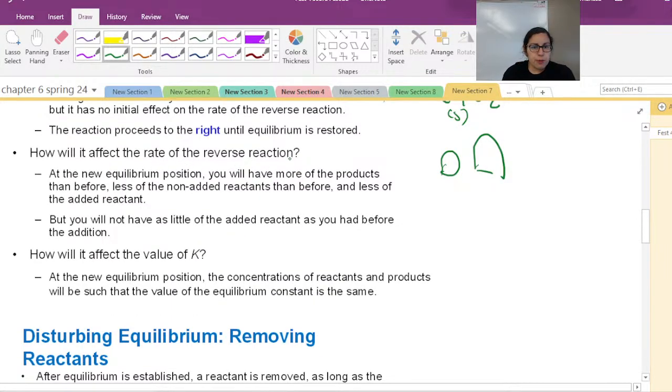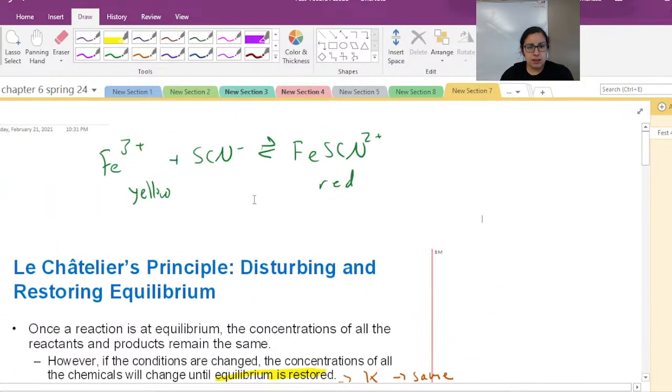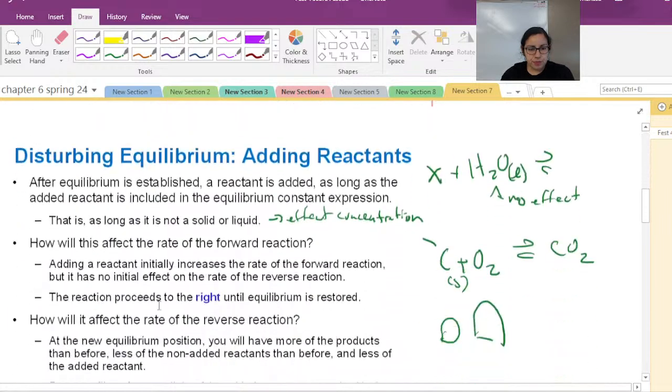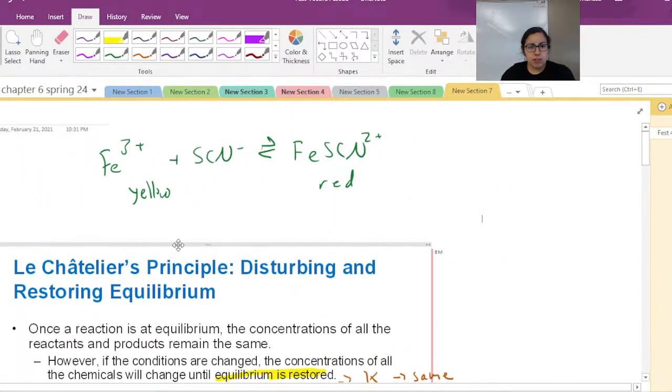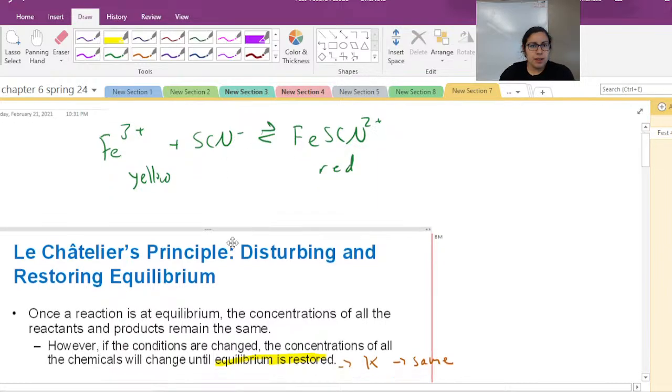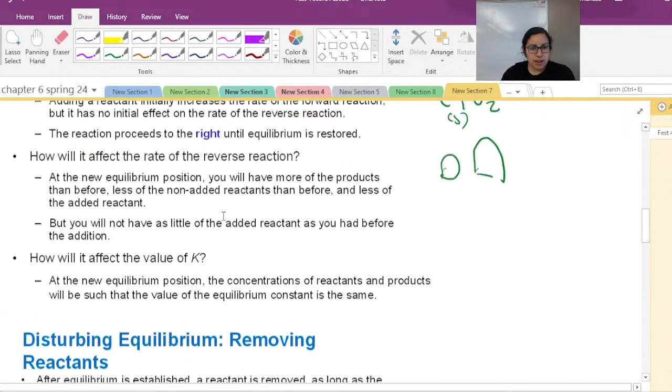So the rate of our reverse reaction is not affected initially. That would be dissociation, reforming our yellow. And so nothing really happens, but of course, our reactants get consumed. And so if we add more iron here, then obviously we're going to have less of this thiocyanate. So that's what it's saying here, right?